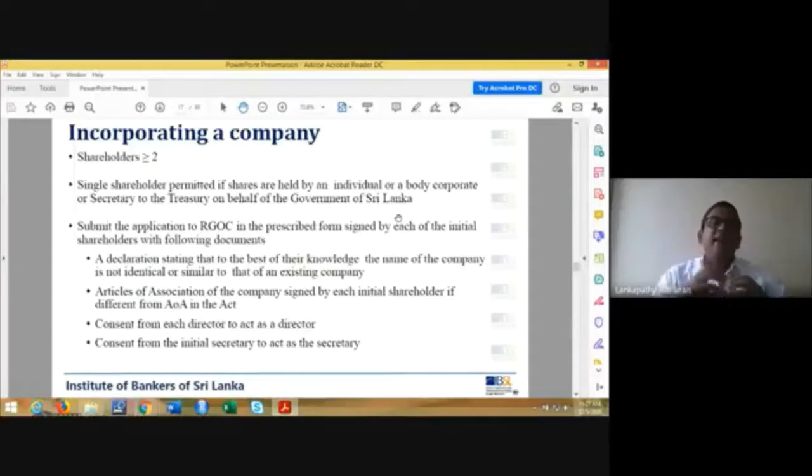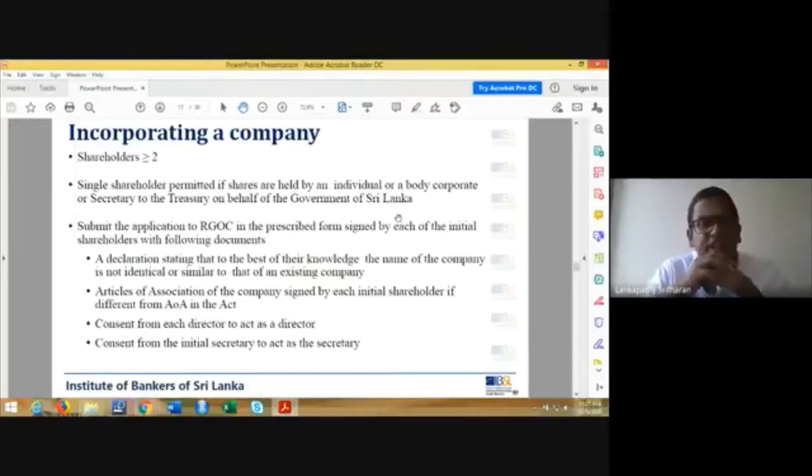Okay. Then for the incorporation of a company, there should be two or more shareholders. Then the third one is submitting the application to the registrar of companies in the prescribed form, signed by each of the initial shareholders, with the following documents they have to submit to the registrar of companies. So initial shareholders are founders of the company. So they have to sign.